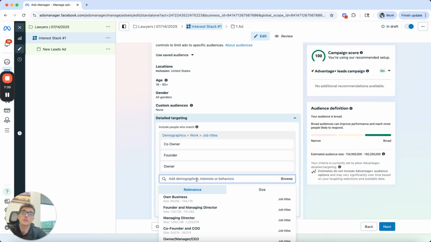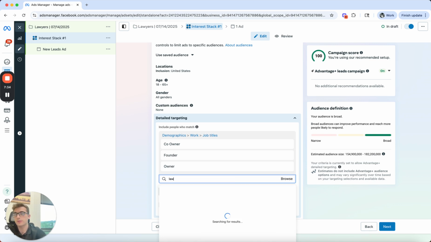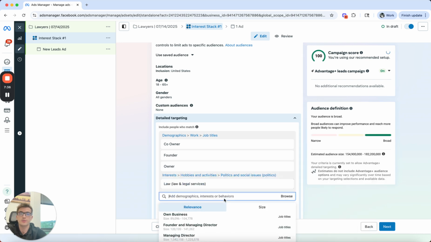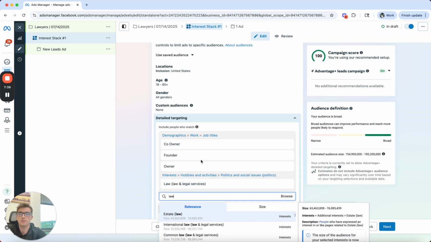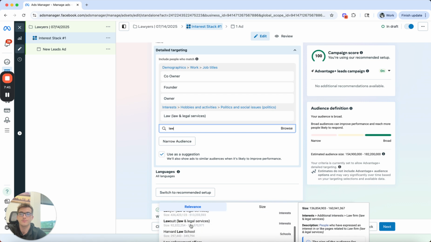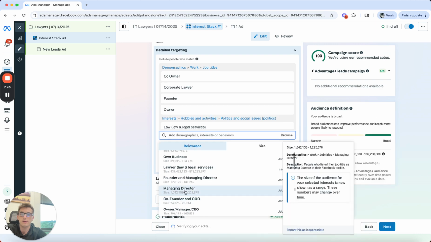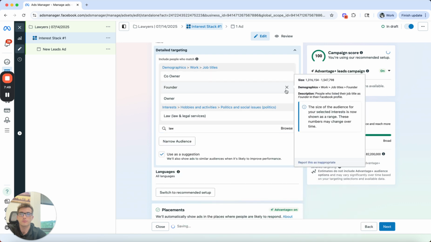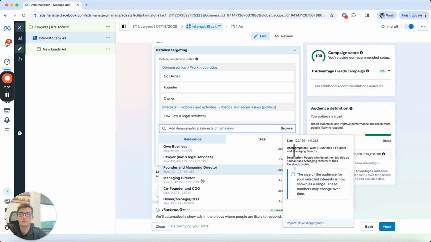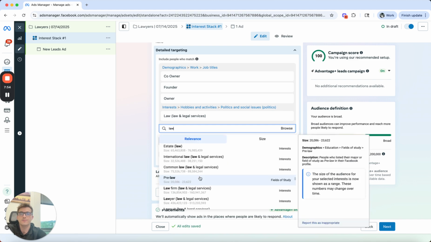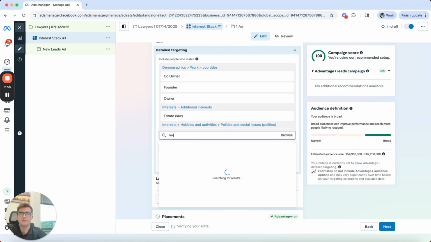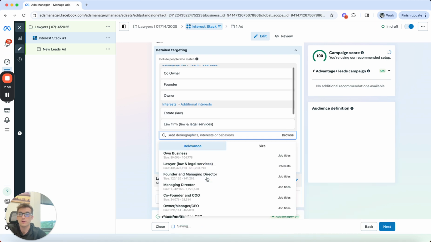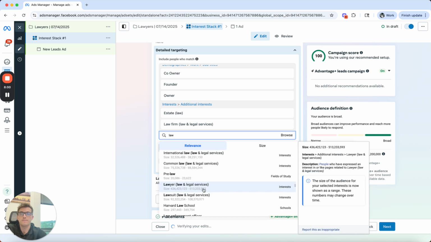Next, for interests, I would make this about interests relative to law. So what I would do is type in law, and I would just pick keywords relative to it, right? You know, corporate lawyer. That's a job title. Oops, don't want that there. Yeah. Estate law. Law firm. Right? You get the point.